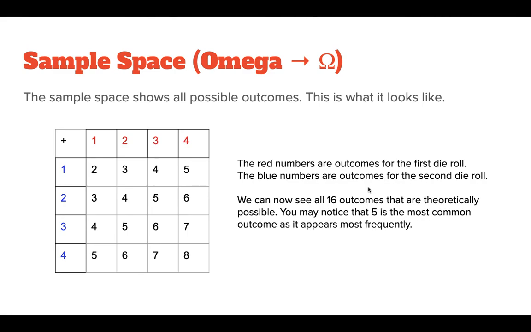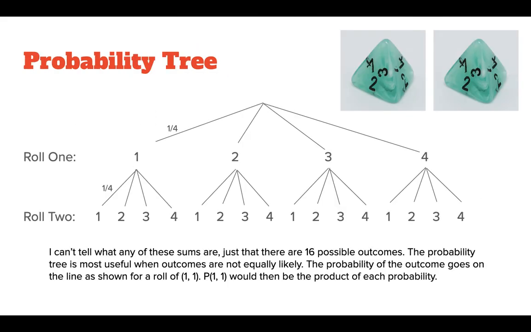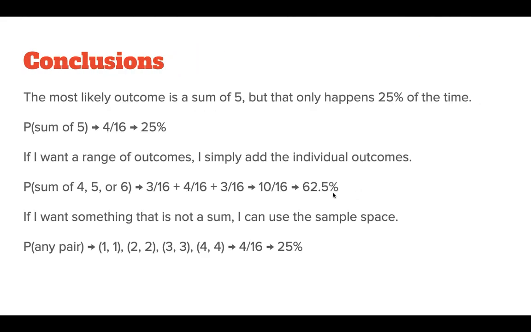So I've already done, if we look at where I have right here, the sum of 5 is 25%. That means the sum is not 5 would be 75%, because that's the remaining part of 1. If 4 of the outcomes work, then 12 of the outcomes don't work.